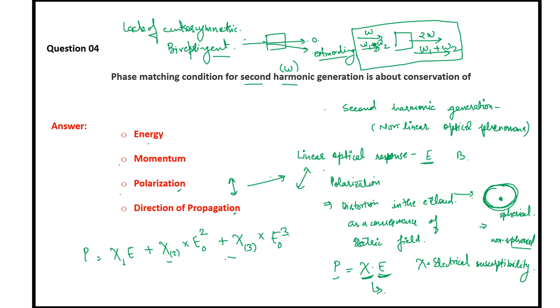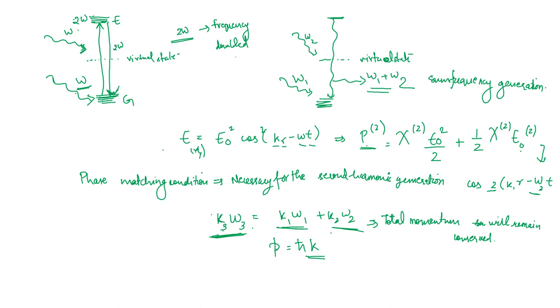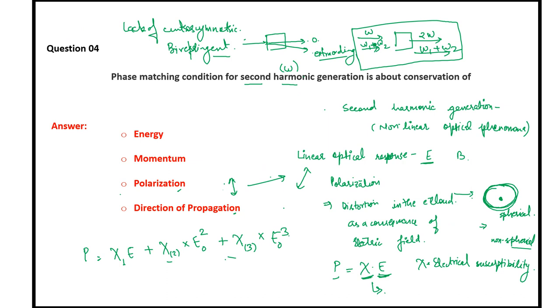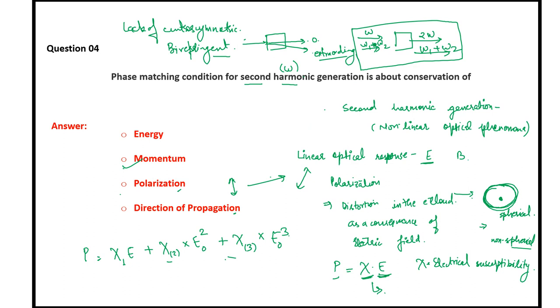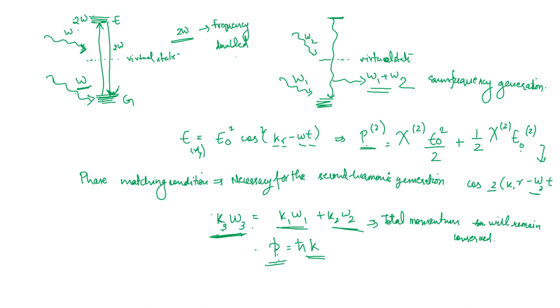According to the formula which we derived and the phase matching condition which it follows, we deduce that if we talk about the linear momentum case for any wave, from this relation we can say that in the phase matching condition for the second harmonic generation the conservation of momentum occurs, which we get from the relation P equals h cut into K, where K is the wave vector and h cut is Planck's constant divided by 2 pi. Okay, so if you have any doubt in this question, feel free to ask or else we'll proceed to the next question.